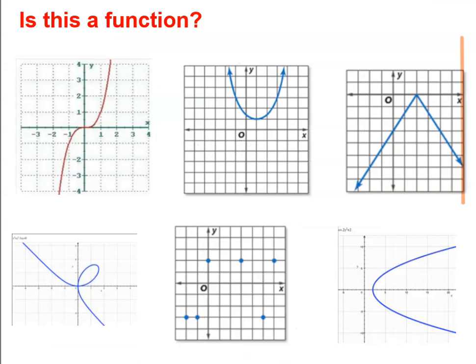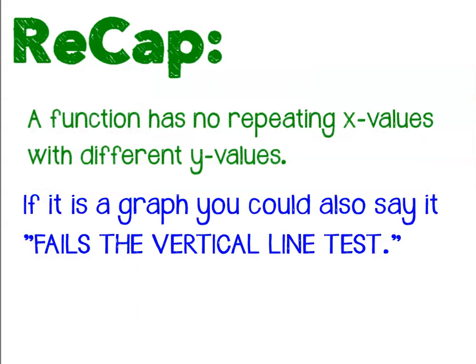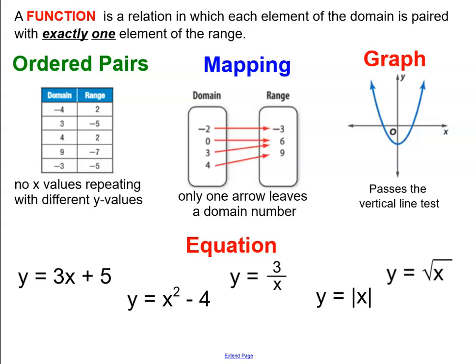How do you feel about this vertical line test? If you feel like you want to try a few more, you can pause this video now. Otherwise, we're going to move on to the next format. Okay. Just remember, in order to tell if something is a function, it has to have no repeating x values with different y values. But if you have a graph, you could also say it's not a function because it fails the vertical line test, or it is a function because it passes the vertical line test.